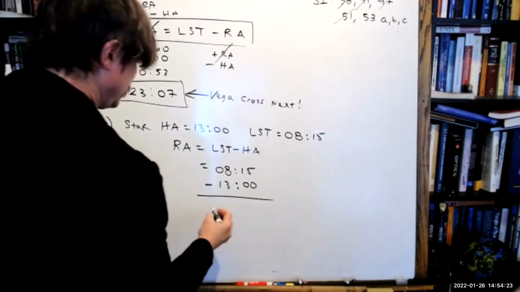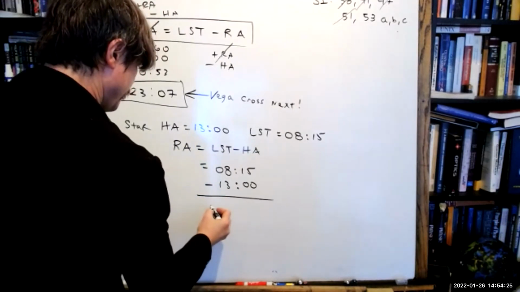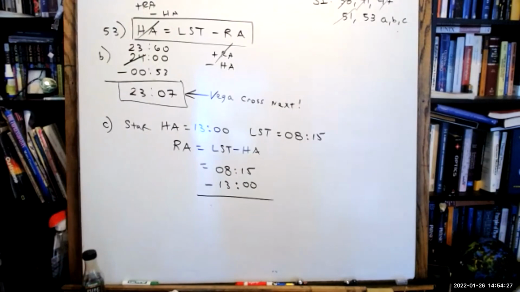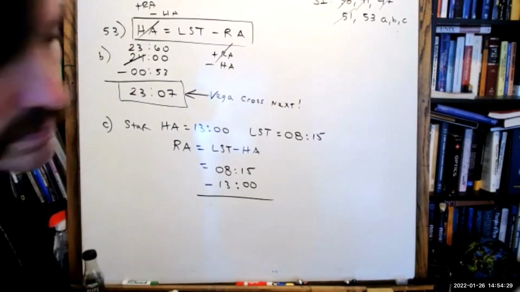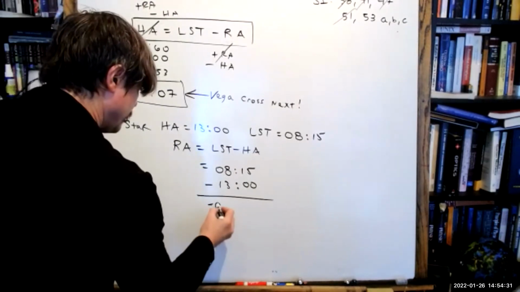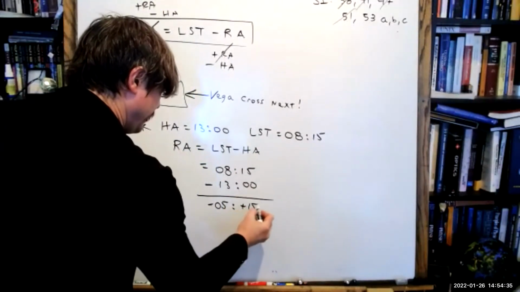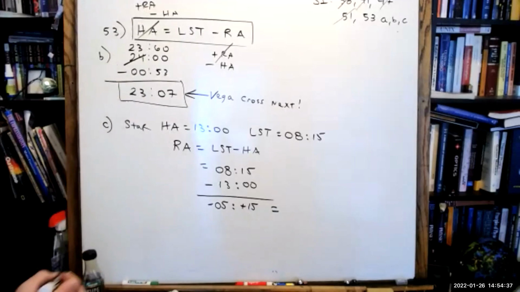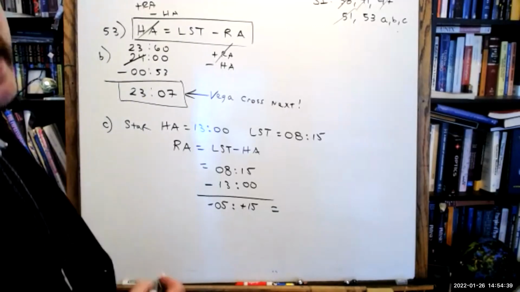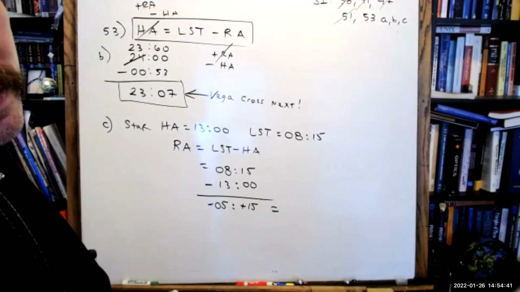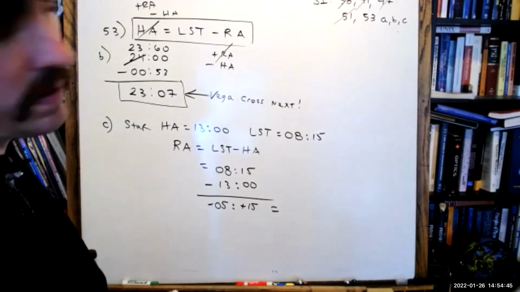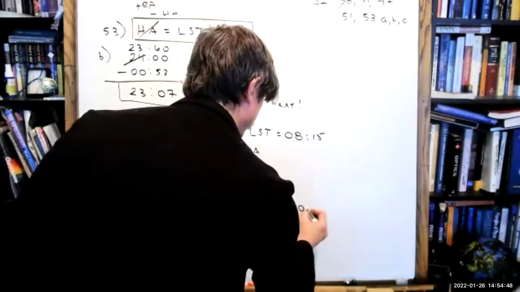8 minus 13 gives us what? Minus 5 hours. Yes. 15 minus 0 is positive 15 minutes. So what do you do if you have minus 5 hours and you add plus 15 minutes? You get minus 4 hours and 45 minutes. Very good.